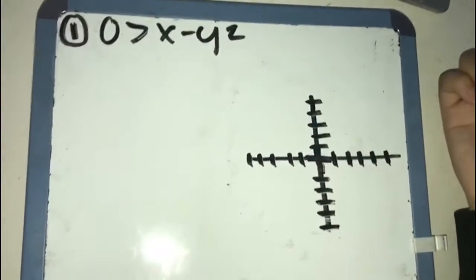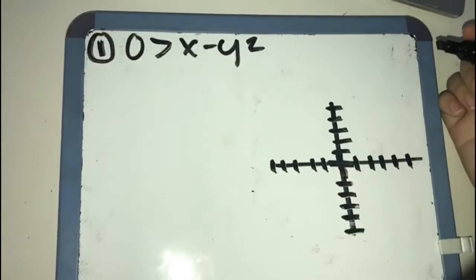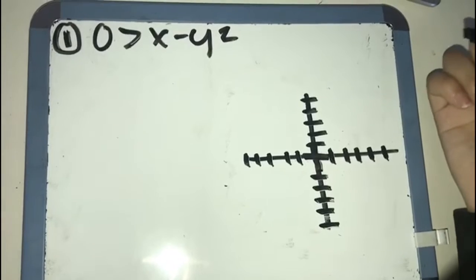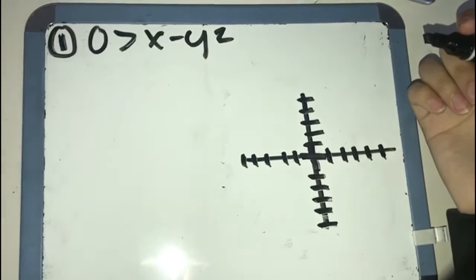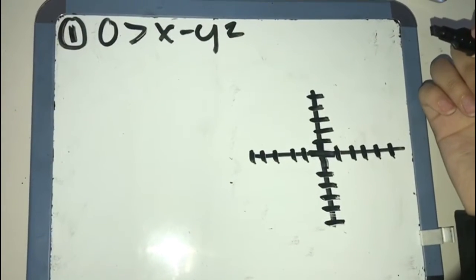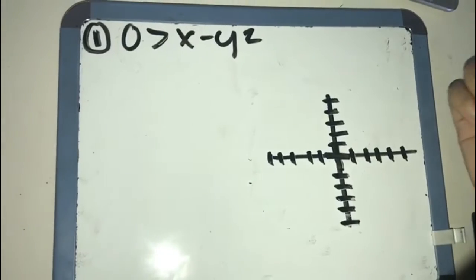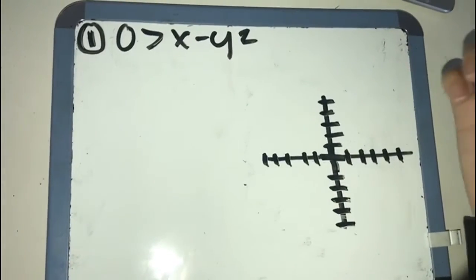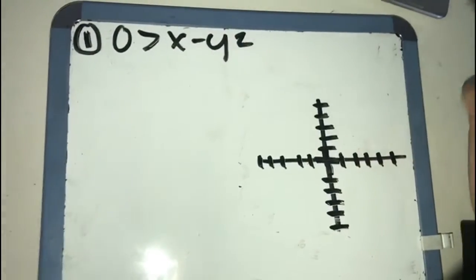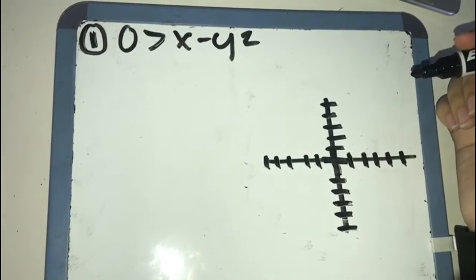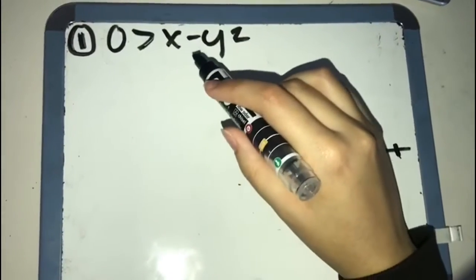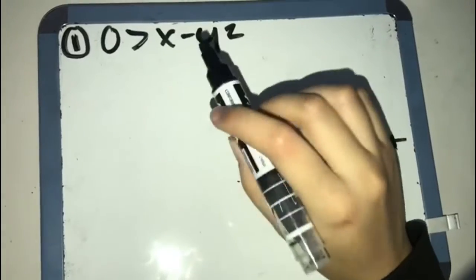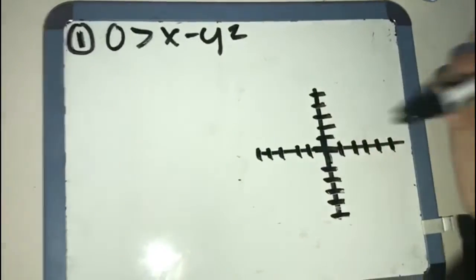Okay, so this is the first problem, and this one is about inequalities. Every question is basically inequalities, but this one is going to be simpler, so you know what inequality means, what the sign means, and how you interpret the equation to the graph. The equation over here is 0 greater than x minus y squared. This is the equation we have to work with, and we have to try finding the graph for that.